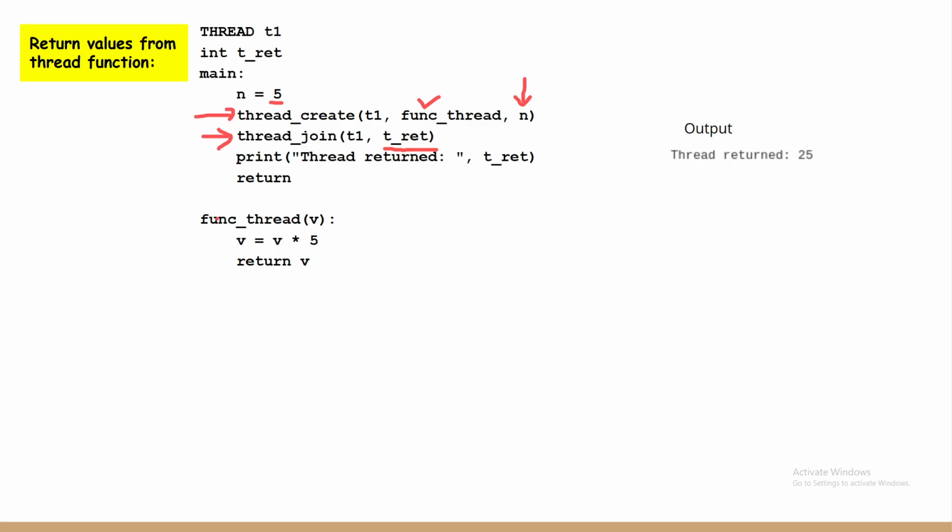So now let's look at our thread function. Our thread function is taking v as an argument. So this v will basically be 5. In the next line, we're multiplying 5 with 5, which will give us 25. And finally, we're returning the variable v, which will be saved inside this variable. So the value of t underscore return is 25. Therefore, finally, the main thread will print thread return 25, which can be reflected in this output.